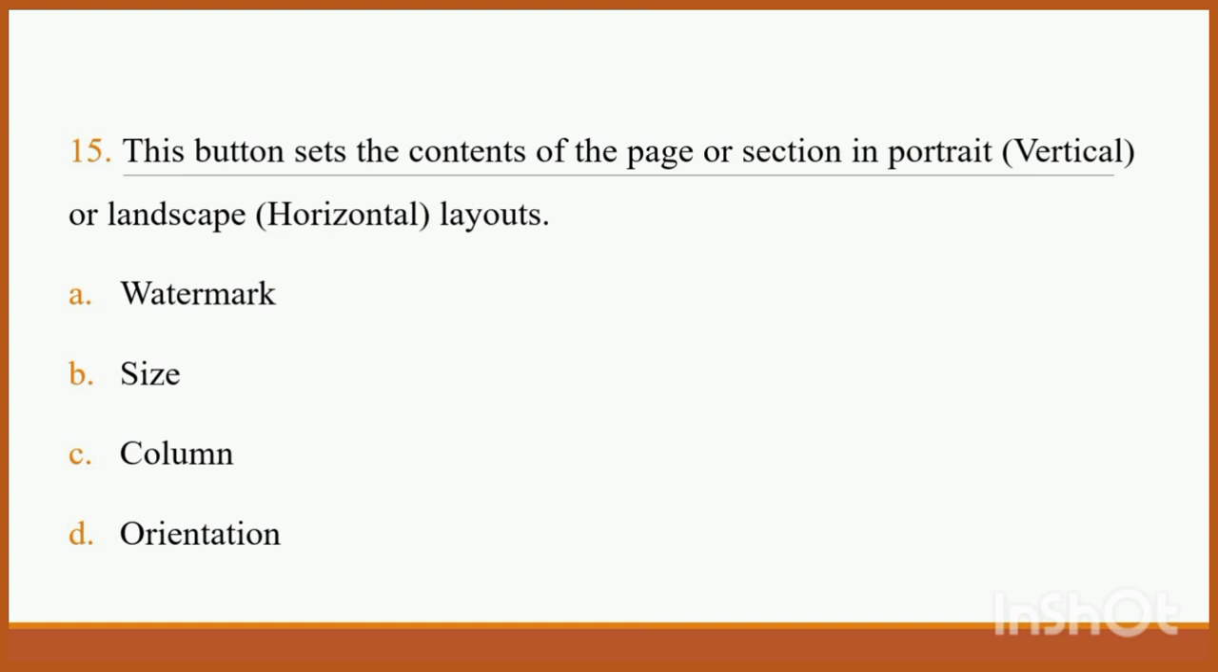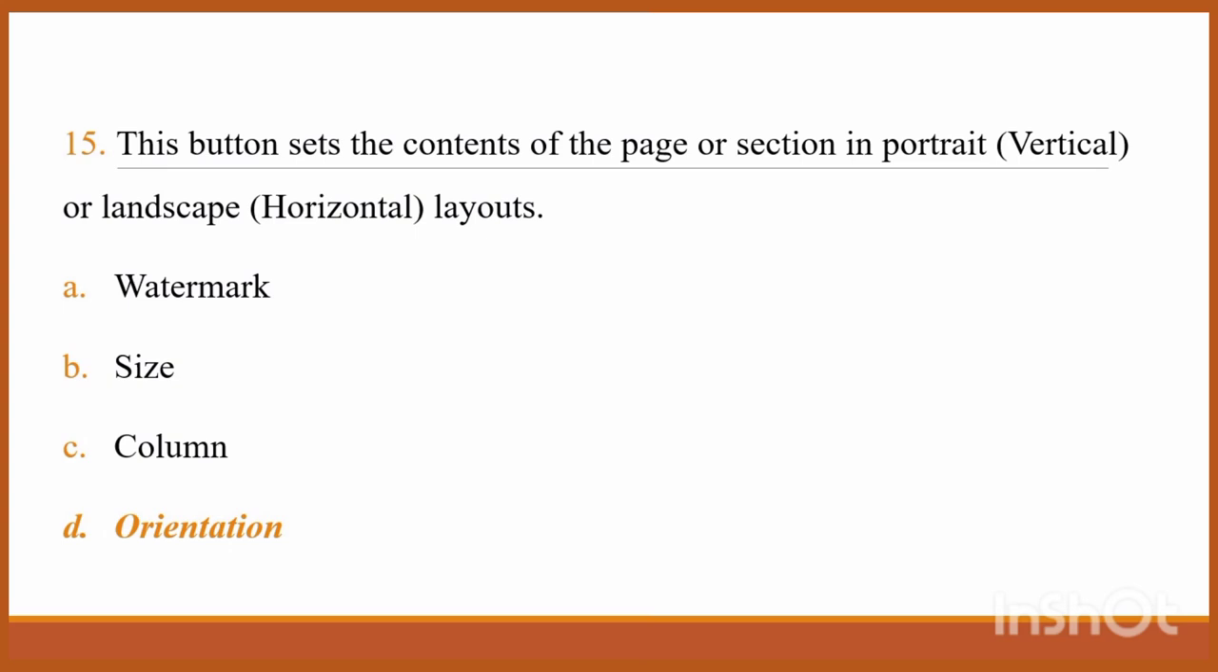Question 15. The button sets the contents of the page or section in portrait, vertical, or landscape, horizontal layouts: option A, watermark; option B, size; option C, column; option D, orientation. Orientation button sets the content of the page or section in portrait, vertical or landscape, horizontal layouts. Right answer D, orientation.